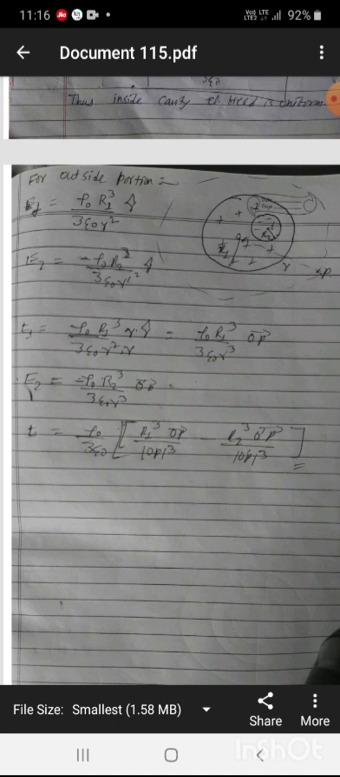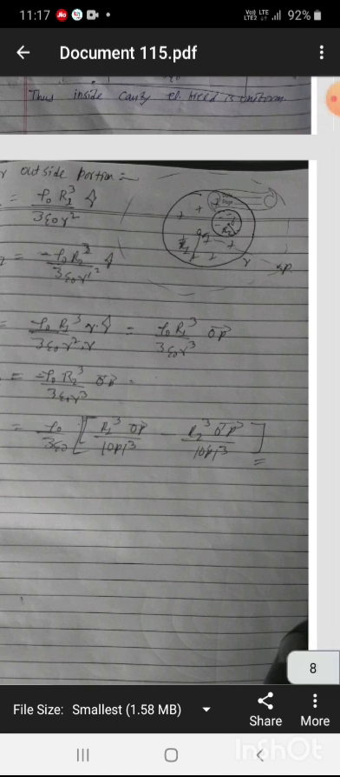So that would be the electric field due to the negative charge, and hence the net electric field would be the sum of E1 and E2, and that comes out to be rho naught by 3 epsilon naught, r1 cube upon OP cube into OP vector minus r2 cube upon O dash P cube into O dash P vector.